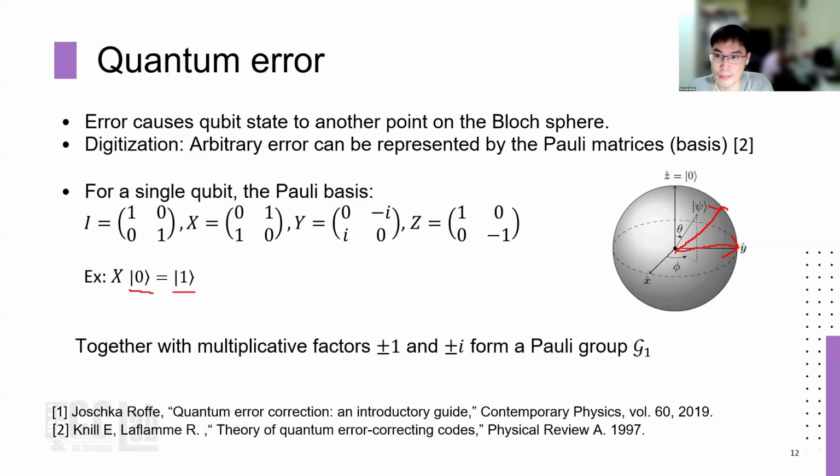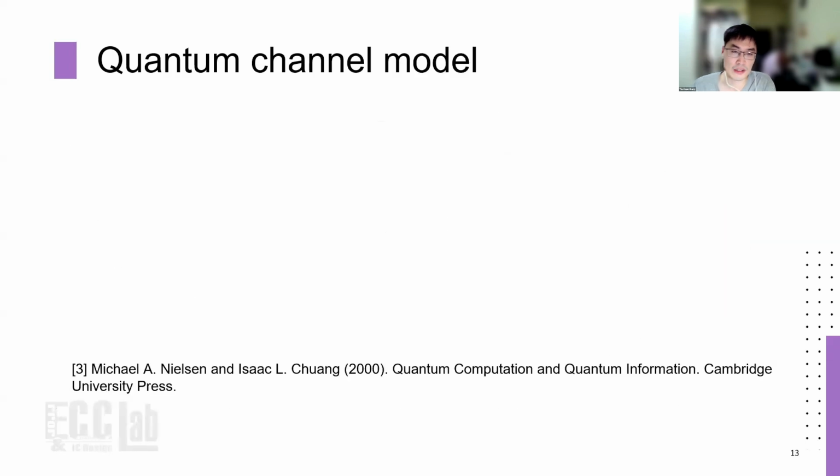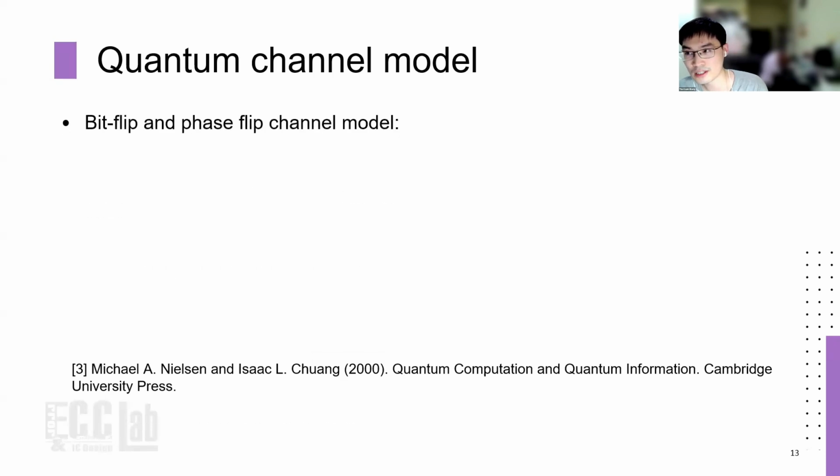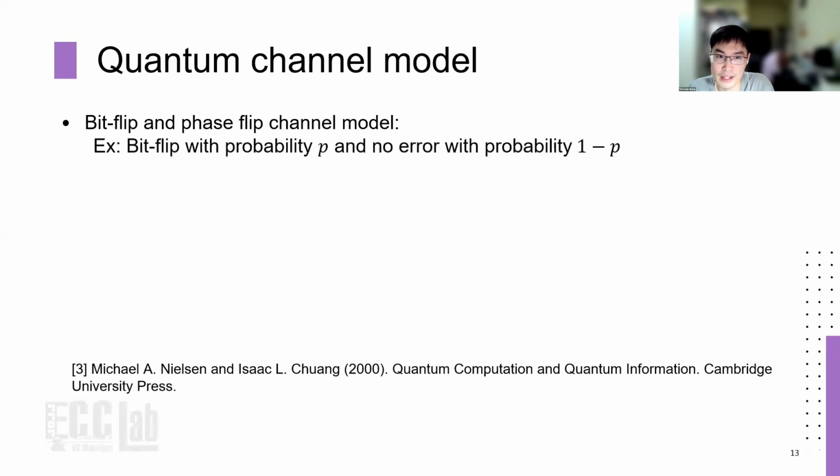Then together with the multiplicative factors, we can form a Pauli group. And consider n-qubit system. The n-fold Pauli group is the Pauli group tensor product n times. So now we can model the noisy channel that causes errors. One way is to view bit flip and phase flip channel as two independent channels. And for each channel, there is a flip with probability p and no error with probability 1 minus p.